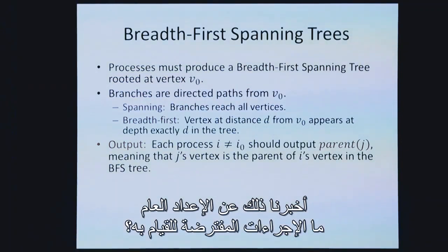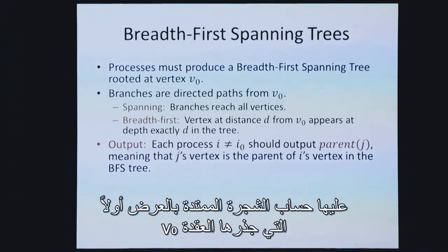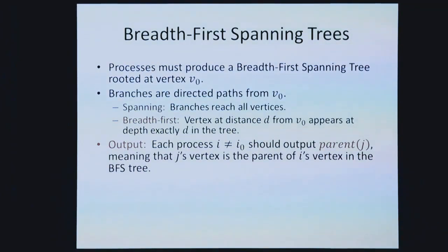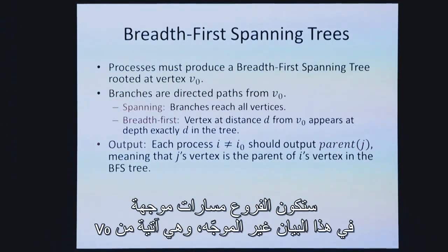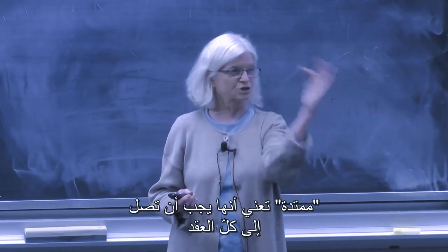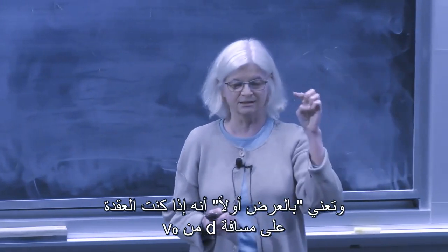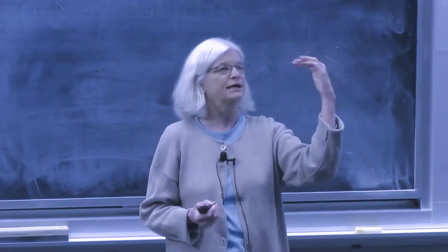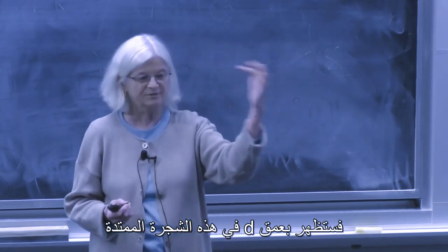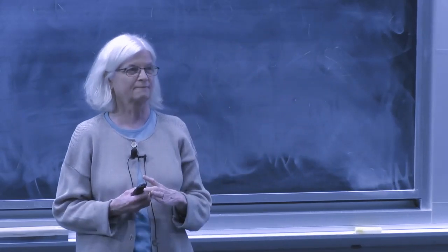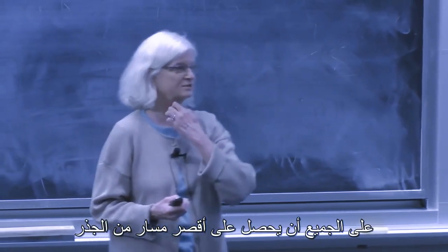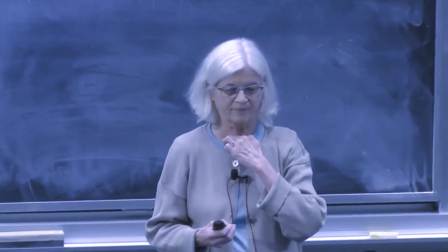What are the processes supposed to do? They're supposed to compute a breadth-first spanning tree rooted at vertex V0. The branches are going to be directed paths in this undirected graph coming from V0. Spanning means they should reach all the vertices, and breadth first means that if a vertex is at a distance d from V0, it will appear at depth d in this spanning tree. So everybody should get the shortest path from the root.